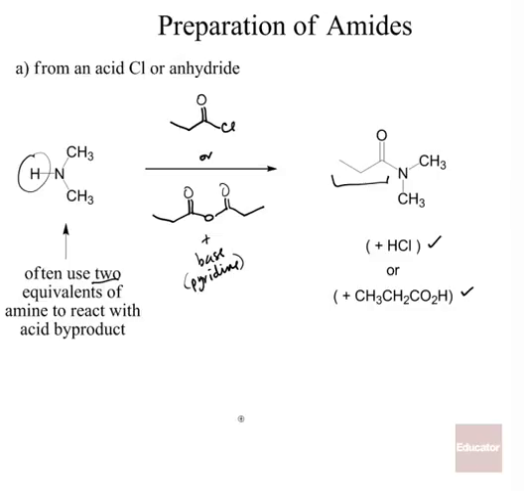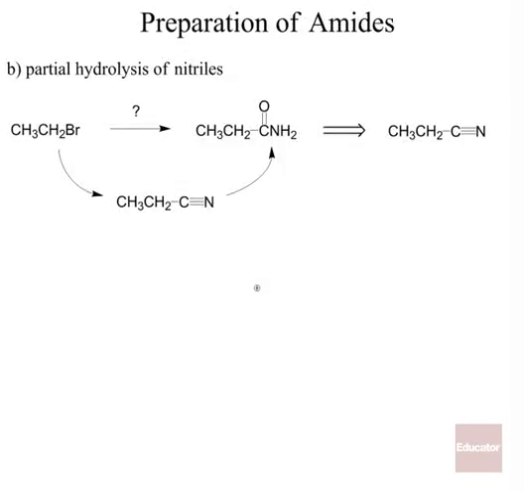Okay, so one of the best routes to forming an amide is to start with the acid chloride or the anhydride and do a simple addition, elimination with an amine nucleophile. Another synthesis that's unique to amides is to start with a nitrile, a CN triple bond, and do just a partial hydrolysis. So we saw that one way to make an amide is to start with a nitrile.